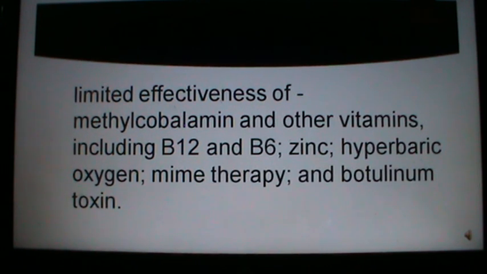The other medicinal treatments which you can prescribe in Bell's palsy are methylcobalamin, vitamins including B12, zinc, hyperbaric oxygen, mime therapy and botulinum toxin, but these have a limited effect on Bell's palsy.